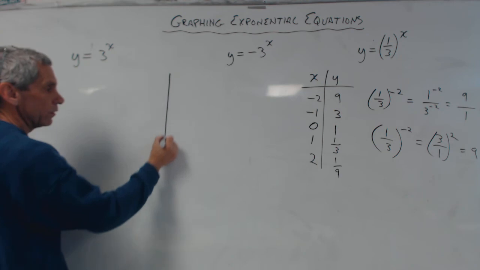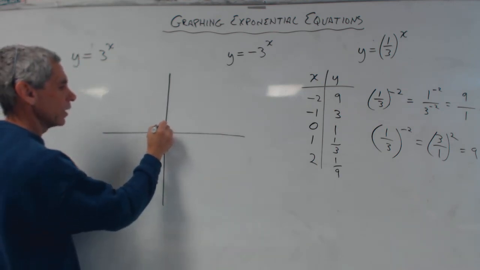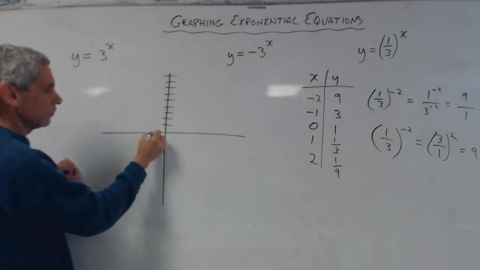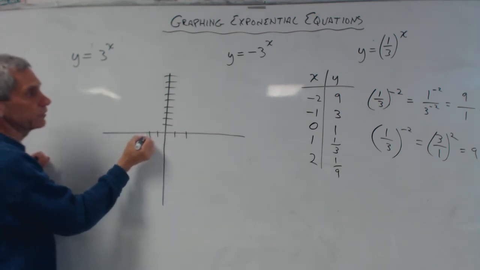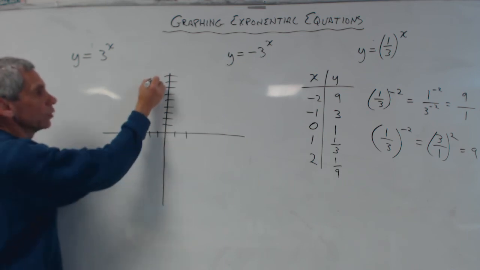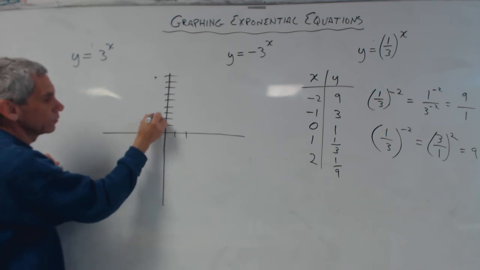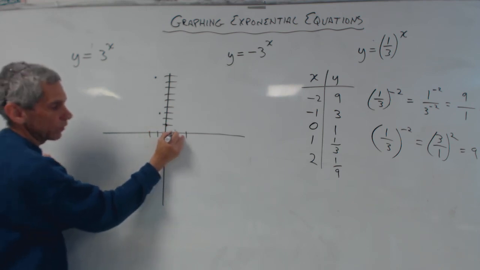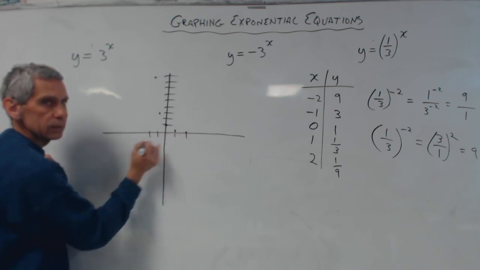Well, just do the reciprocal. Now watch when I do it. So negative 2, 9. We got 1, 2, 3, 4, 5, 6, 7, 8, 9, and then it's negative 1, negative 2. Okay, here we go. Negative 2, 9, boom. Negative 1, 3, boom. And then 0, 1, and then 1, 1/3. 1/3 is about there, right? And then 2, 1/9 is just above that line. With me?